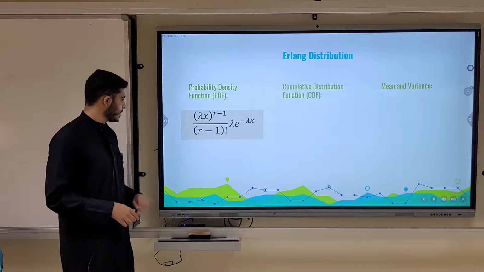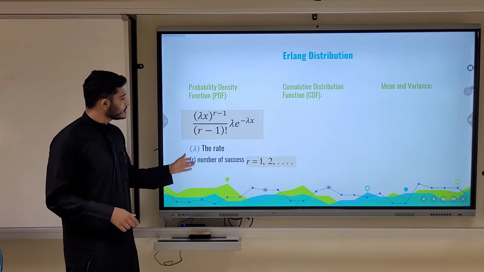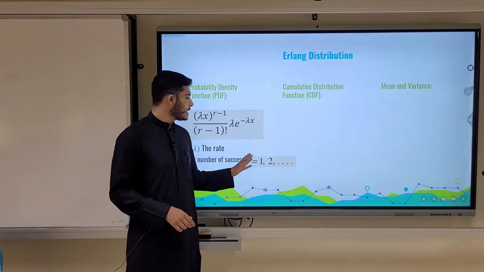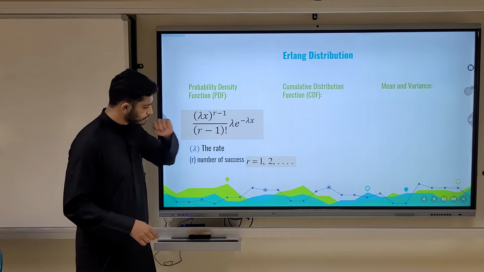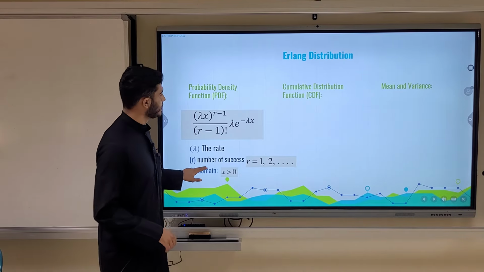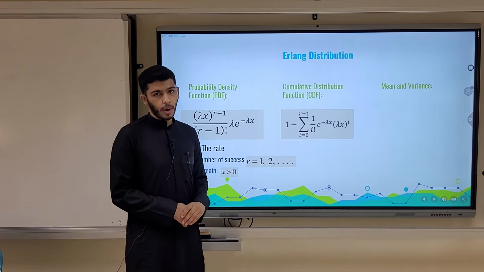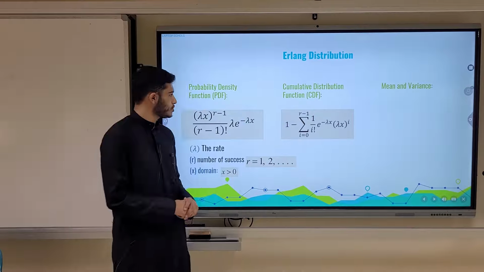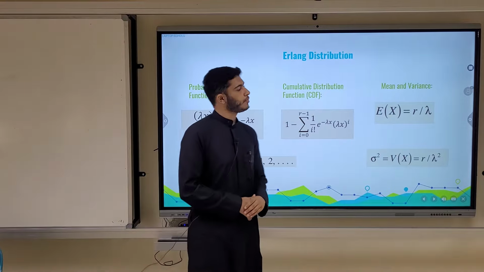So this is the first formula, where lambda is the rate and r is the number of successes. But r can only take whole numbers: 1, 2, 3, 4, 5. It cannot take decimals. And the domain of x goes from x up to infinity. Here is the cumulative distribution function, and this shows nicely why we don't favor using it. We prefer to use the Poisson distribution to solve it. And here are the mean and the variance. We're going to use these. There is no problem with them. They're good.